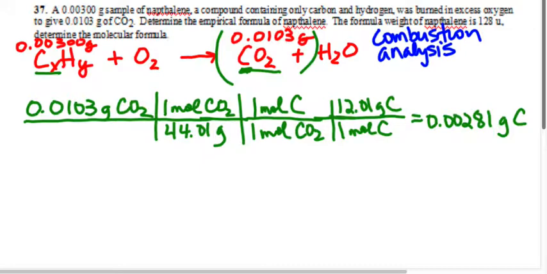But they didn't tell me how much water. If they would have given me water, I could have done the same thing with the H, right? But they didn't tell me that, so I have to figure it out another way. Subtract, exactly. Remember, the only thing in our compound, in our 0.003 grams, is carbon and hydrogen. So by subtracting the amount of carbon we just figured out, we can get grams of hydrogen. So, what is it?